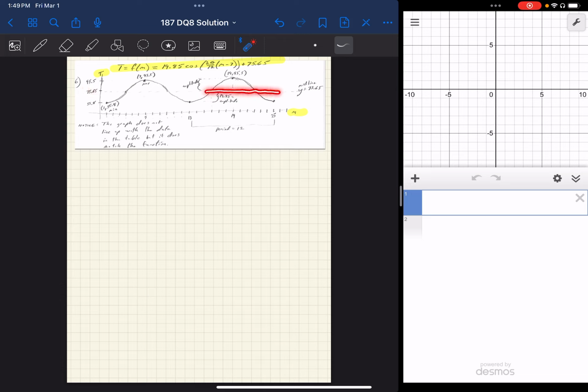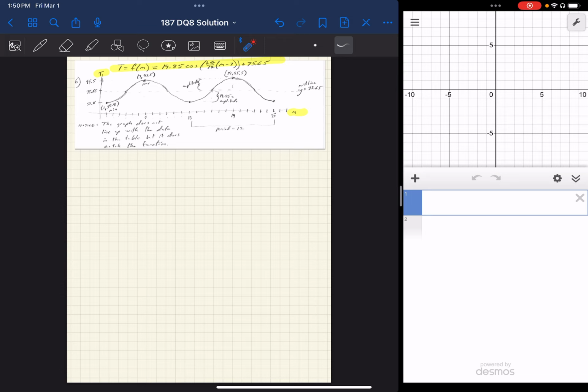So the concavity of the function changes. Here I am concave down, concave up, concave down, concave up here, right? That concavity always changes as the function crosses the midline. So when you're drawing your graph, you want to think about how the graph is changing as the input changes, and the shape of the curve is important. Now, again, I'm just going to say it one more time. Notice this graph does not line up with the data in the table, but it does match the function exactly.